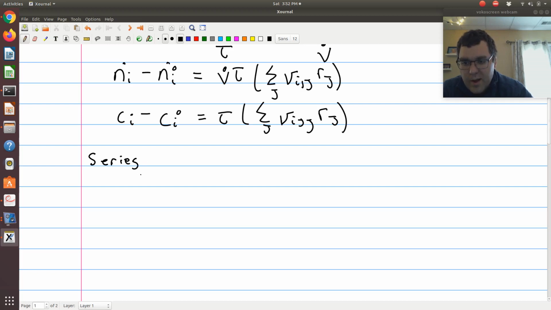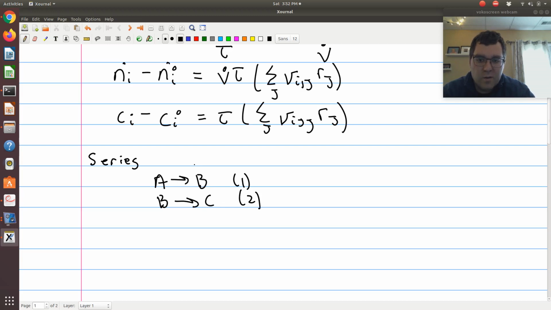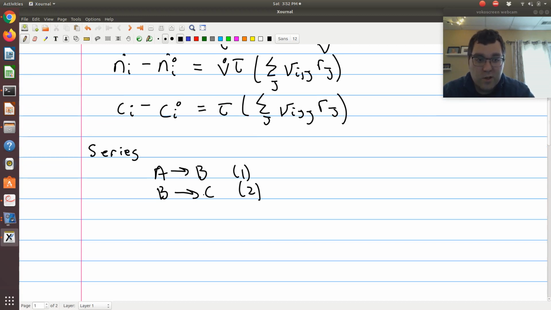If I were to look at the series reaction case, A is reacting to form B, where B is my desired product, and we're calling that reaction 1. Then we have an undesired reaction happening where B is reacting to form some species C. So C is going to be our undesired product. We want to make B, but B is consumed in the secondary reaction to form C, which is an undesired product.